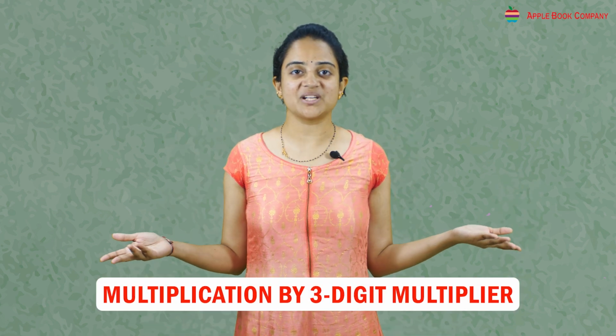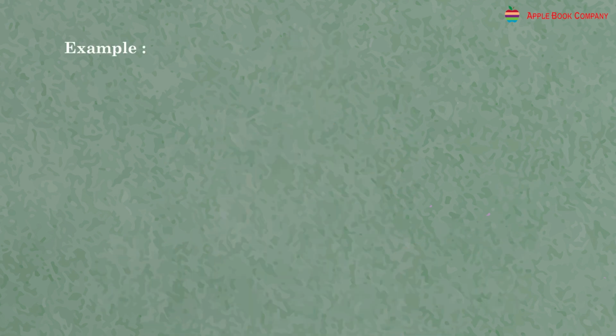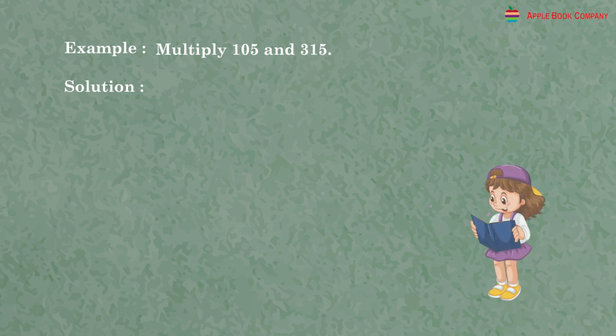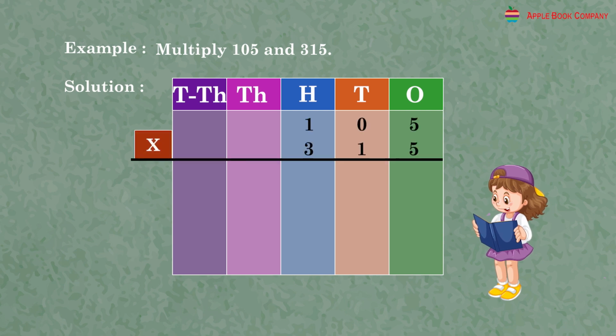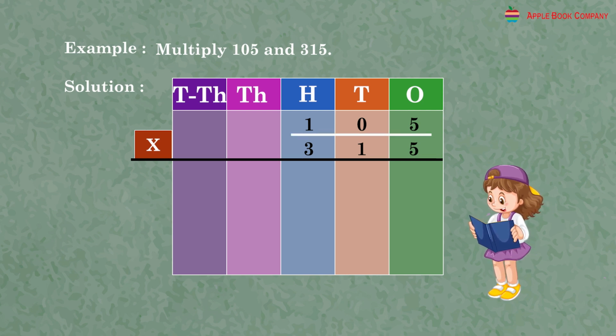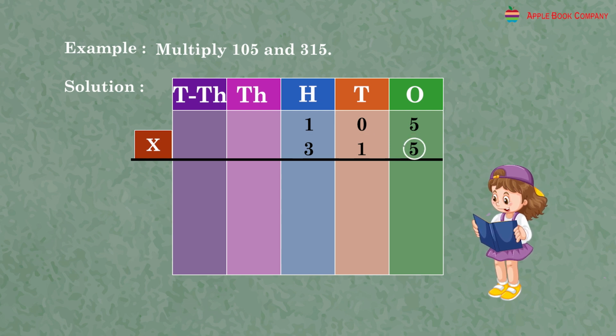Multiplication by 3-digit multiplier. Example: multiply 105 and 315. Solution: write the given number in column form. If the multiplier is a 3-digit number, then we follow the following steps. Step 1. Multiply the multiplicand by the digit of ones place. Ones place multiplication. 105 multiplied by 5 is equal to 525.